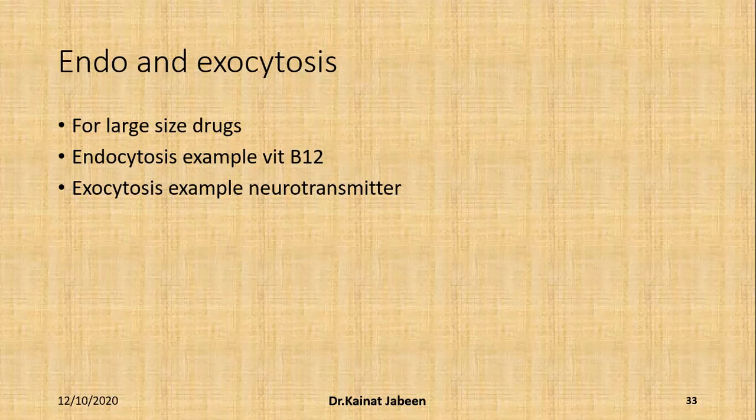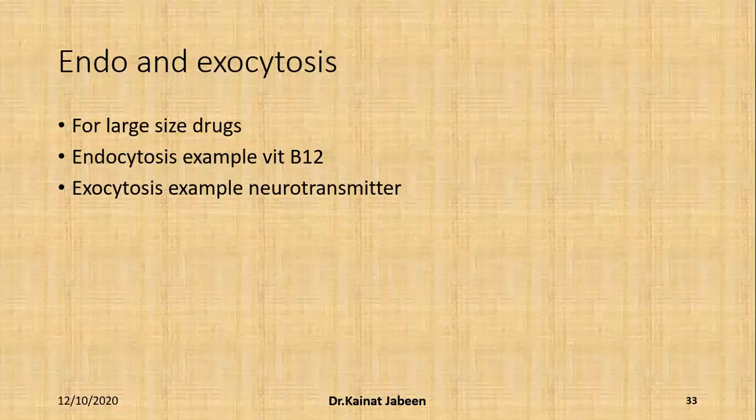For example, vitamin B12 has a larger size. So how will it move? It will move from the gut wall toward the blood through the endocytosis process. The membrane moves around it and then engulfs it inside. In the same way, in exocytosis, they have to emit it outside.